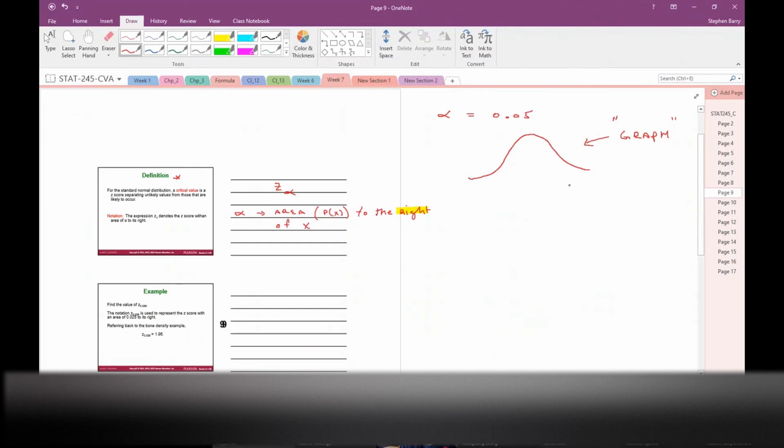So if they said alpha 0.05, graph it, that means that we're talking about this. In other words, 5% of the values are higher. So if you see something that says Z 0.05, that's what this indicates, a Z score that separates the top 5% from the bottom 95.